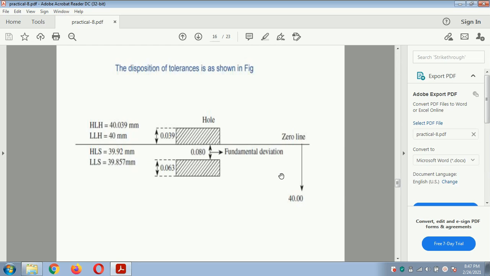The high limit for the hole is 40.039 millimeter and the lower limit for the hole is 40 millimeter. Therefore, the lower limit is drawn with respect to this zero line and the higher limit is drawn with respect to the hole dimension. After that, you get the high limit for the shaft, that is 39.92, and the lower limit for the shaft is 39.875. So the fundamental deviation is found with respect to the shaft, that is 0.080, that is the difference between these two limits, and the tolerance is given as 0.06.